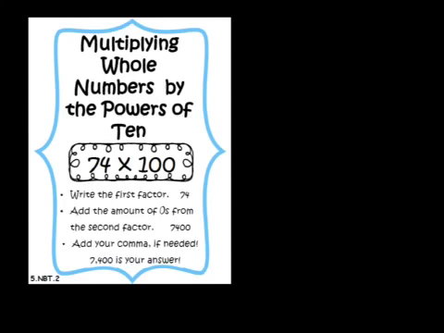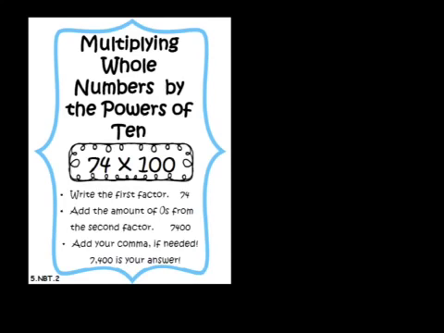Okay, when you're multiplying times the power of 10, if it's a whole number, you're going to write the whole number, which is your first factor. Then you're going to add the amount of zeros from the second factor. There's 1. So you write the whole number, which is 74, and 1 0. So 74 times 10 is 740.